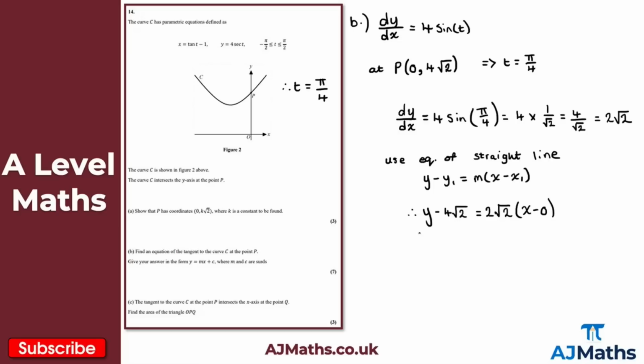In this case, we just simplify all of this. I've got y minus 4 root 2 equal to 2 root 2 x. Obviously, if you multiply that by 0, you just get 0 again. So y minus 4 root 2 is equal to 2 root 2 x. And then finally, we get it in the form that it's asking for.